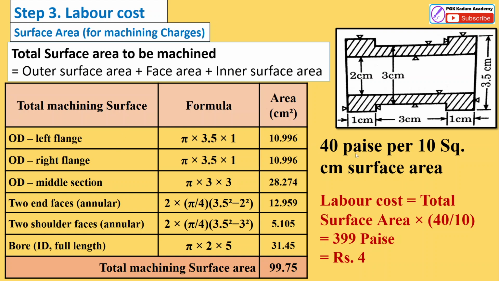Given in the problem, the labor rate is 40 paise per 10 square centimeter of surface area. So the total area is 99.75. For 10 square centimeters it is 40 paise, and so we can find the labor cost for the total surface area. That means the labor cost is 4.